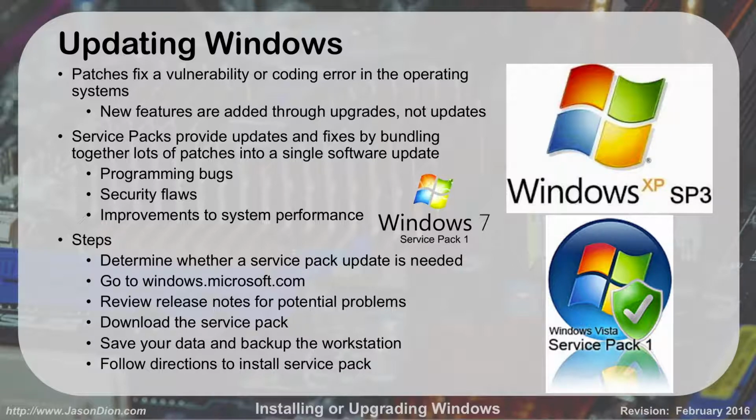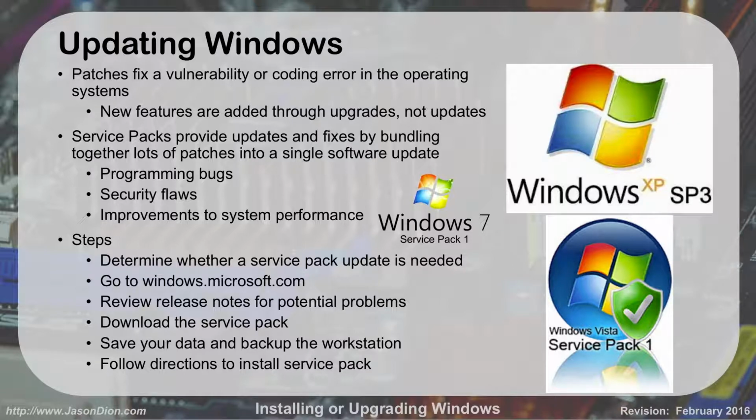What a Service Pack does is it's going to fix a bunch of updates and fixes by bundling them together into one single software update. So for instance, if we have Windows 7 Service Pack 1, that's going to take all of the program errors that they found and that they release in their weekly updates, and they're going to take maybe 50 or 100 of these and put them in one software update for you. So let's say you started installing 7 today, right? You would go and download the latest Service Pack, which is Service Pack 1, and you would install that first. And then you do any minor updates after that. These will fix your programming bugs, your security flaws, and it'll give you some improvements to your system performance.